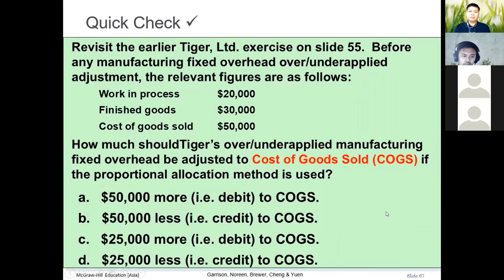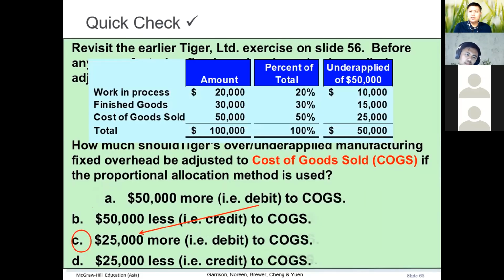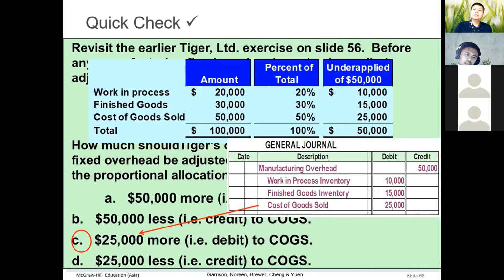Another one. Okay. Magkano raw sa cost of goods sold? Kung cost of goods sold, anong fraction mo? 50 over 100. Okay. And magkano yung ina-allocate natin? If that is 50,000, that's 50% or 25,000.